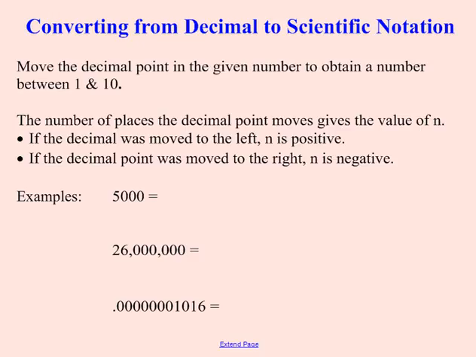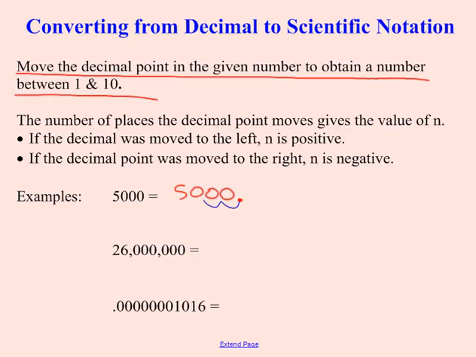So let's take a look at our examples. We're dealing with the exact same numbers as in the previous slide, but we are going from decimal to scientific notation. So here we go. 5,000. We know 5,000 has a decimal point right there. So we need to move the decimal point to get a number that is between 1 and 10. If we do this, we go 1, 2, that would give us 50. Back here we get 5. So that's where we want to move it.